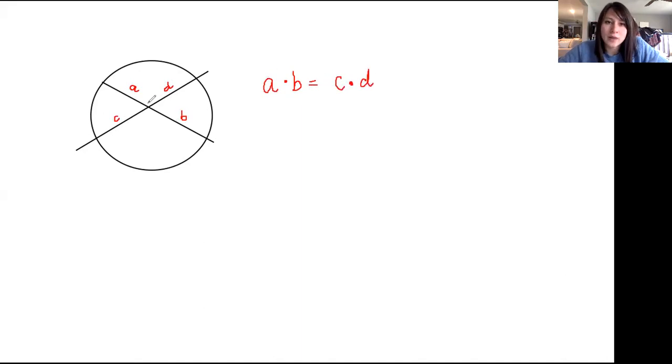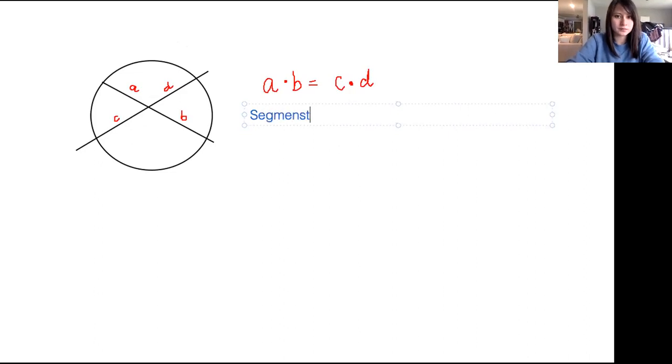And so they don't have to intersect in the center. As long as they intersect at any part inside the circle, the product of the parts of the segment will be equal. So I'm going to write this down. Segments intersecting inside the circle. Basically, that's the description.